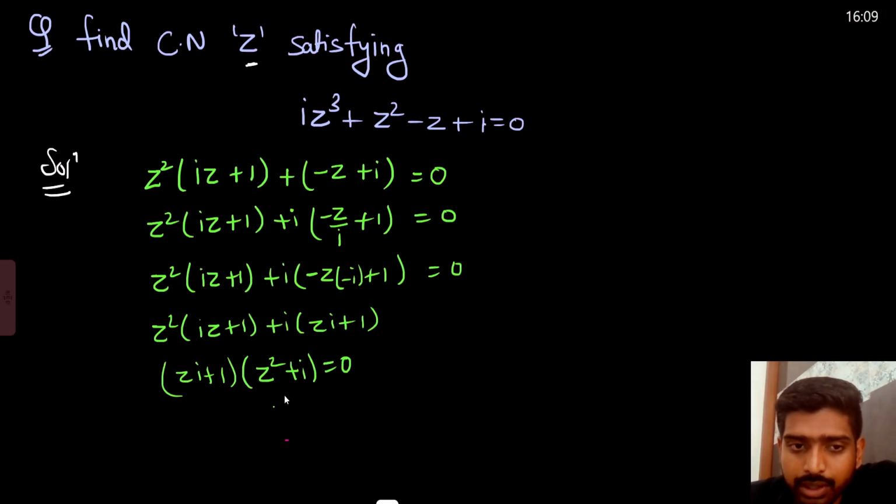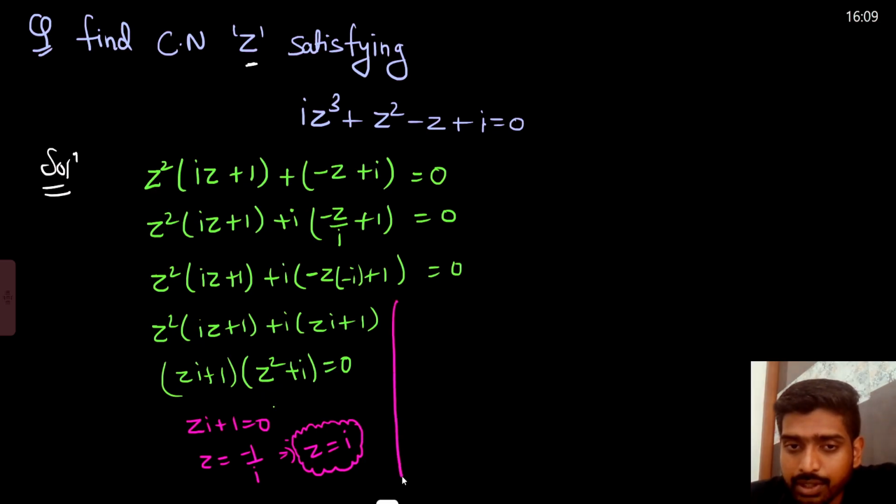So now either this can be 0 or this can be 0. If this one is 0, I will get z i plus 1 is equal to 0. So from here z is equal to minus 1 by i. So from here I got z is equal to i. So one solution we got for z is z equal to i. Now next, the other part should be 0. It means z square plus i is equal to 0.